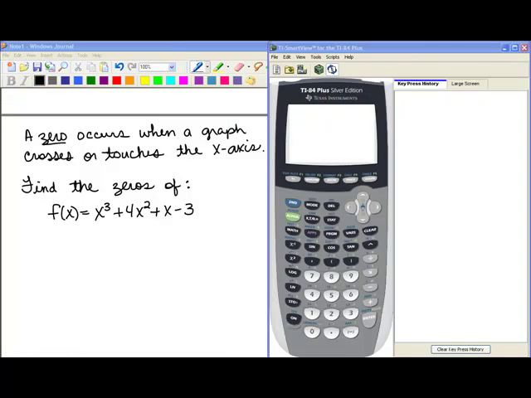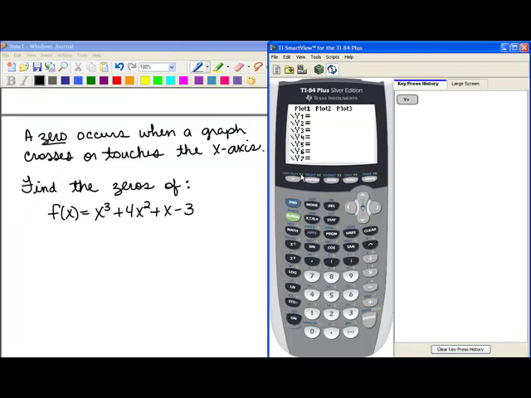This video will show you how to find zeros on the calculator. A zero occurs when a graph crosses or touches the x-axis. They're also called x-intercepts. We have a function here, f of x equals x to the third plus 4x squared plus x minus 3. And suppose that we need to find the zeros for this function.